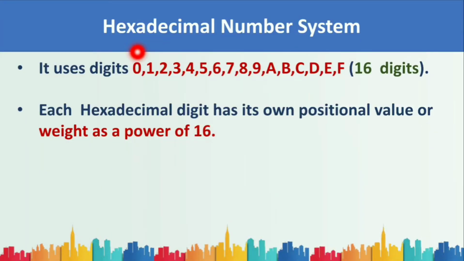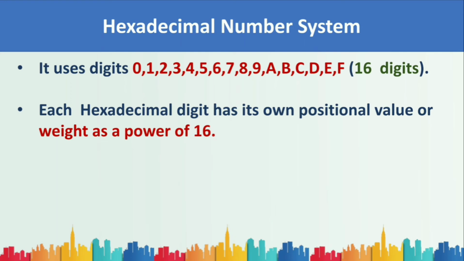And the last numbering system is hexadecimal number system. It uses digits 0, 1, 2, 3, 4, 5, 6, 7, 8, 9 and 6 different alphabets, that is A, B, C, D, E and F. So in total we have 16 digits, including these alphabets. From 0 to 9 is the decimal number system and A to F is added extra to the numbering sequence. And each hexadecimal digit has its own positional value or weight as a power of 16.